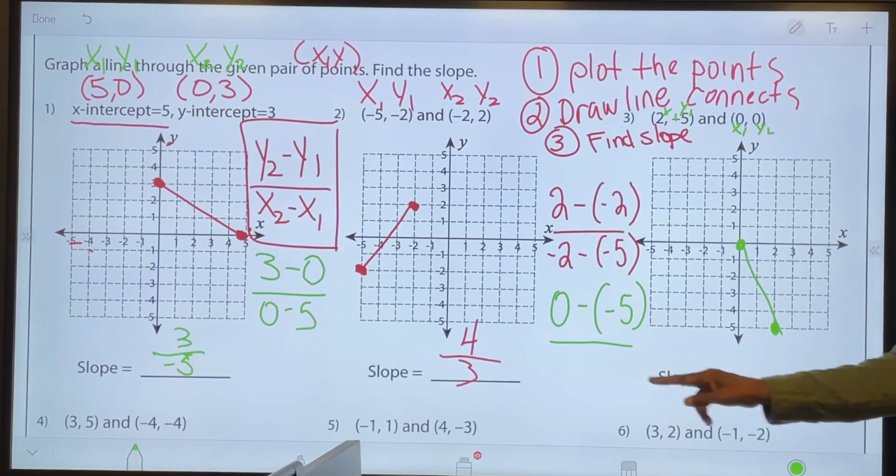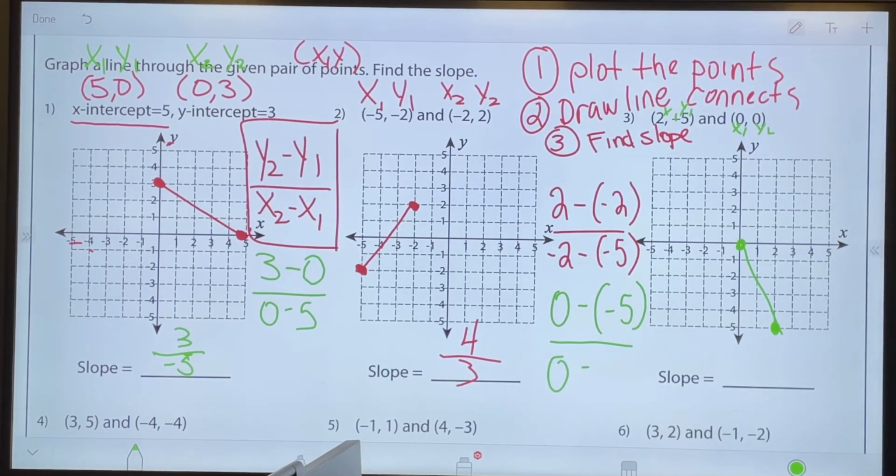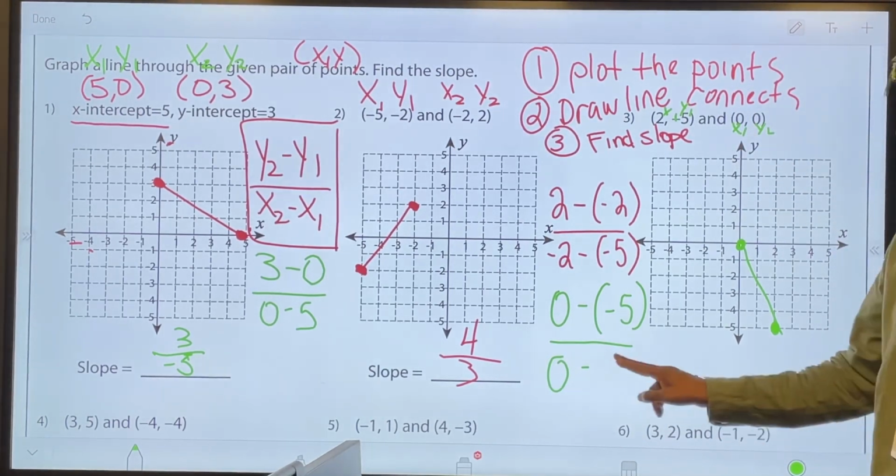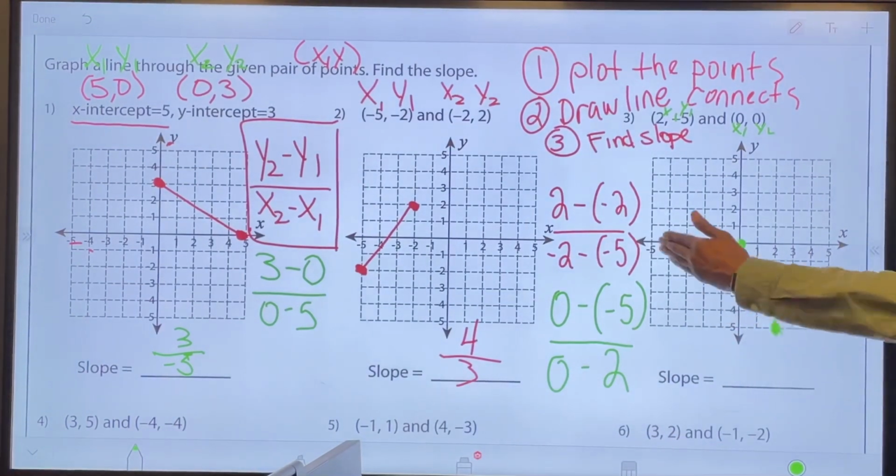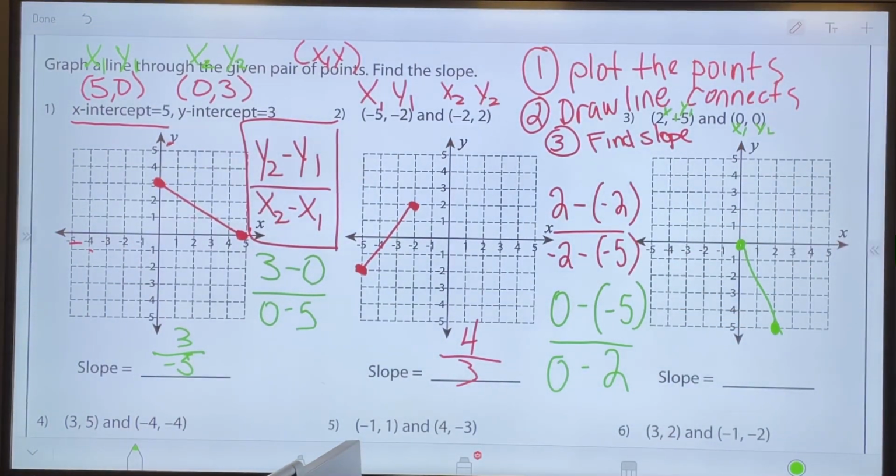0 minus X1, 2. Good. What's 0 minus negative 5? Keep, change, flip. 5 over 0 minus 2? Negative 2. All right. That's the first 3. It's 5 over negative 2.